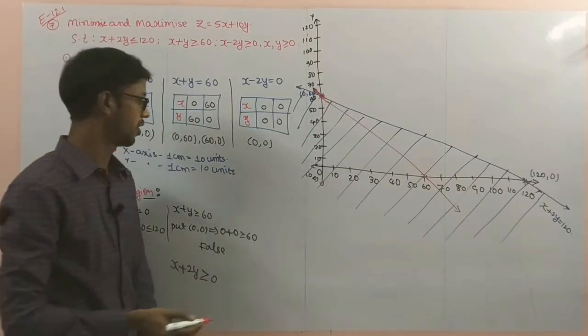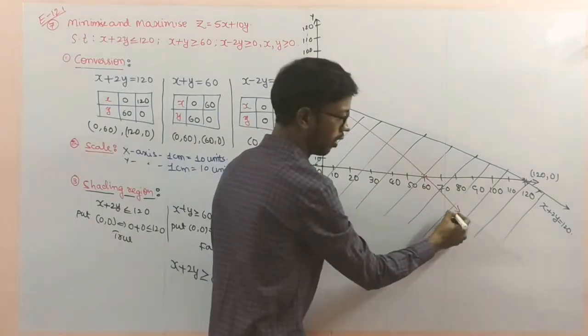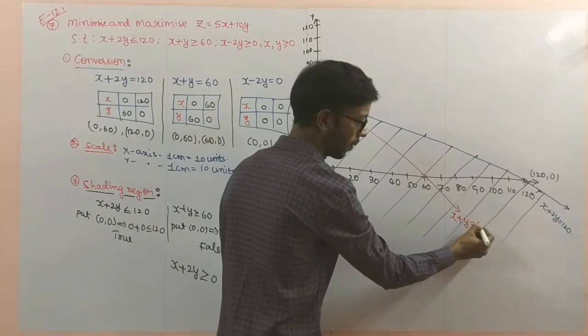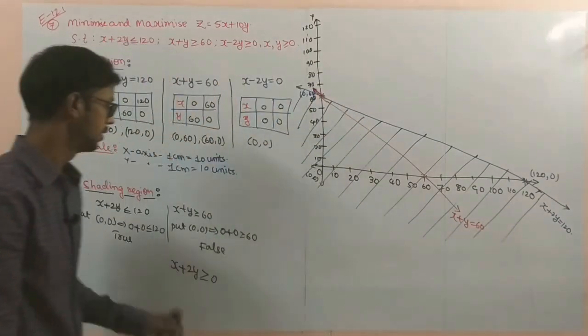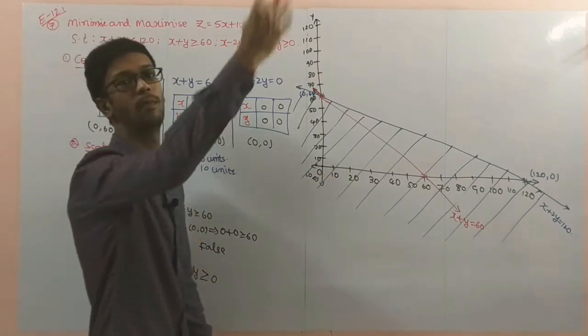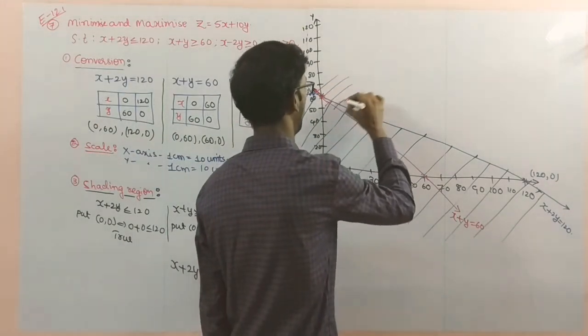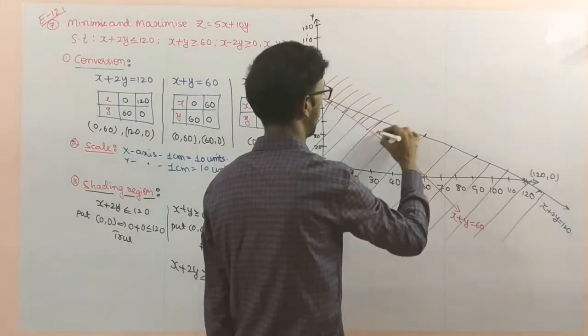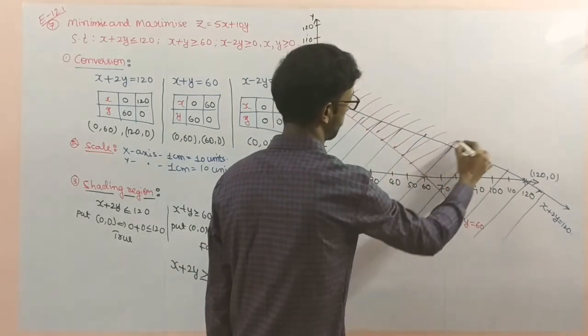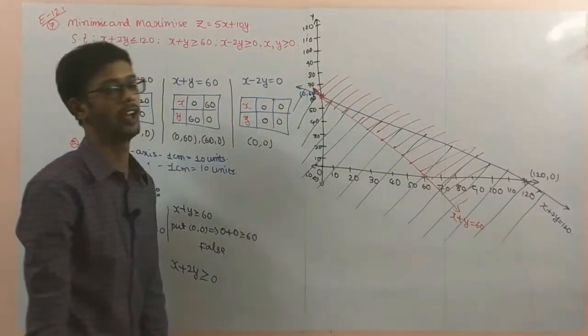So this line equation, which line equation? That one, x plus y equal to 60. And the shading region, false is there. False is there means above the line. Above the line you have to make the shading. Above the line we did the shading.